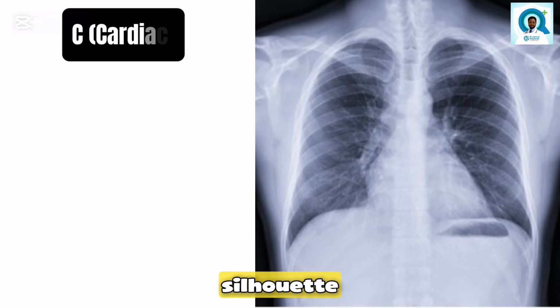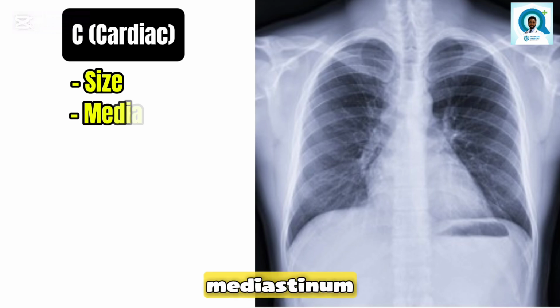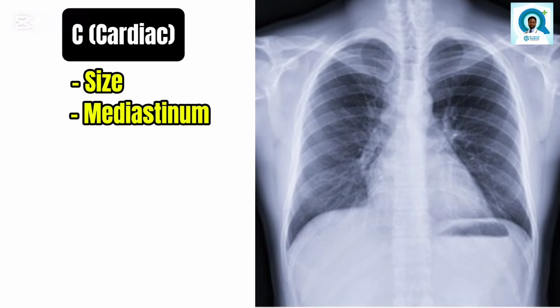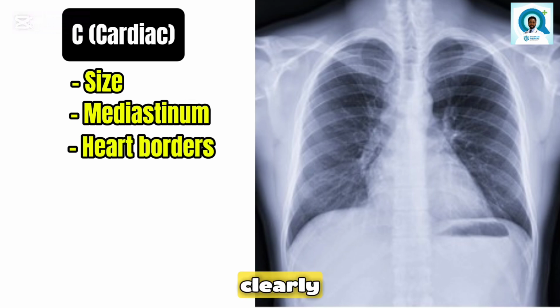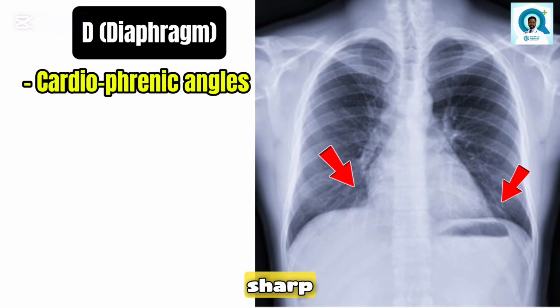The cardiac silhouette is normal in size and contour, with a cardiothoracic ratio of less than 50%. The mediastinum is not widened, and the borders of the heart are clearly visible and well defined. The cardiophrenic angles are sharp bilaterally.